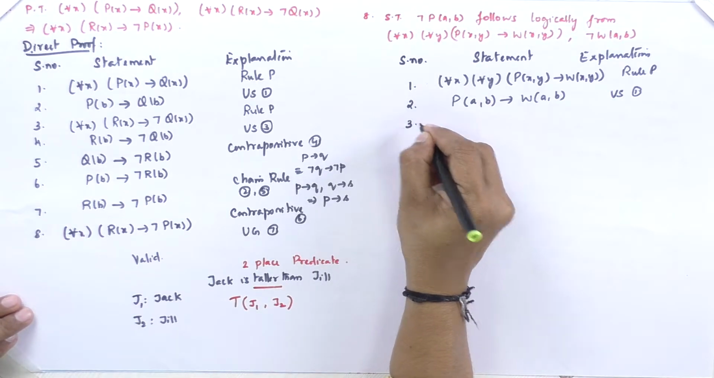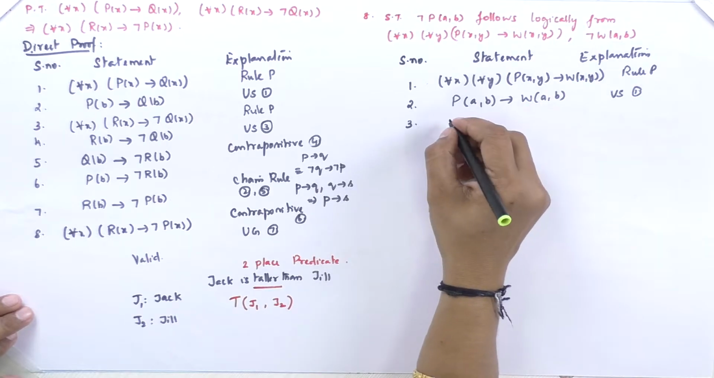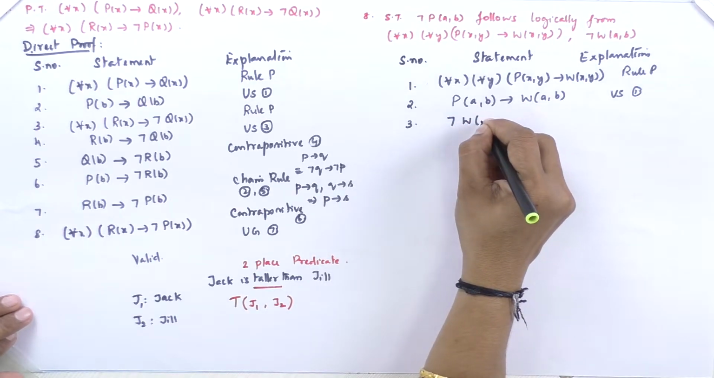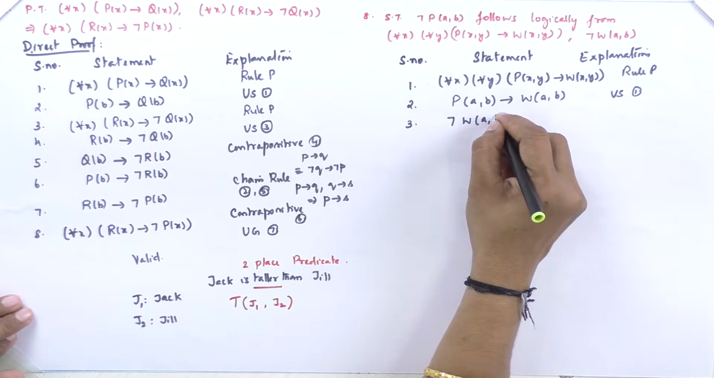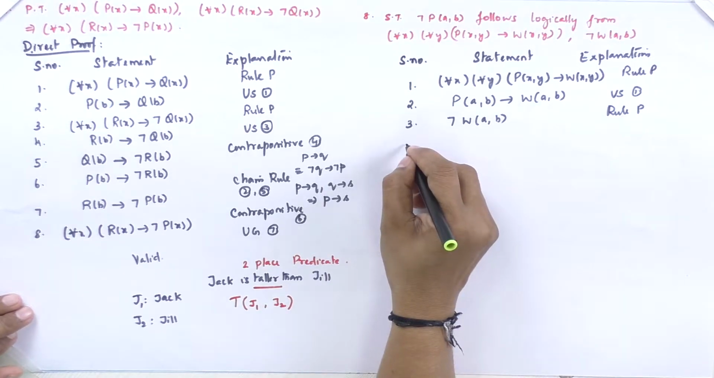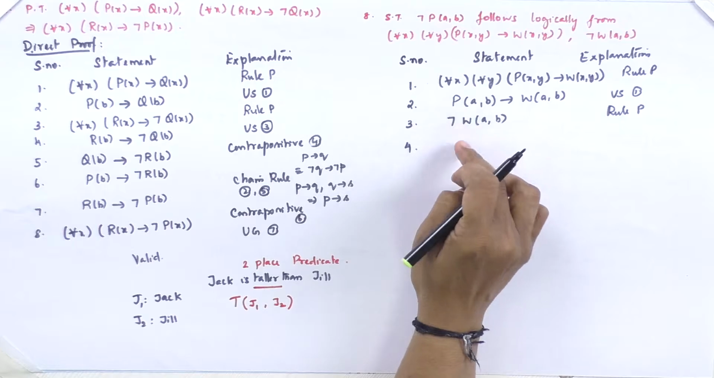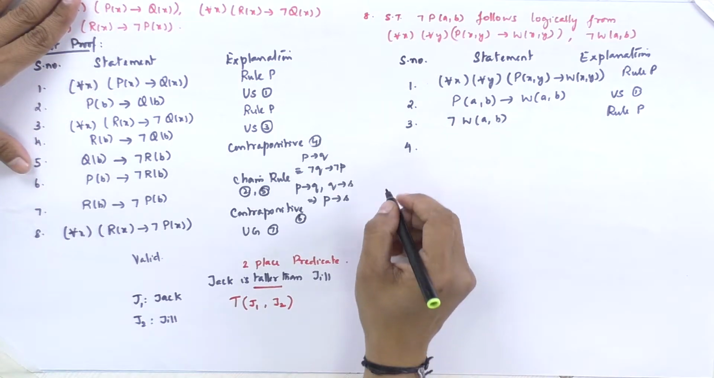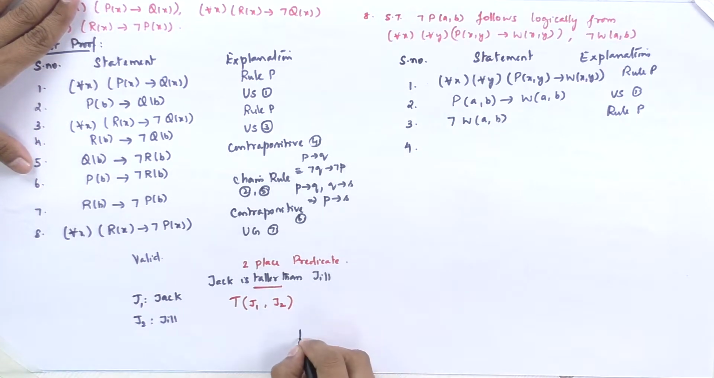So now the third one, we have one more premise, negation W of A, B, that is rule P. Next, what can we do with these two terms? So I have got something like P conditional Q, and negation Q. So what can we do with these two? So what is that law called?